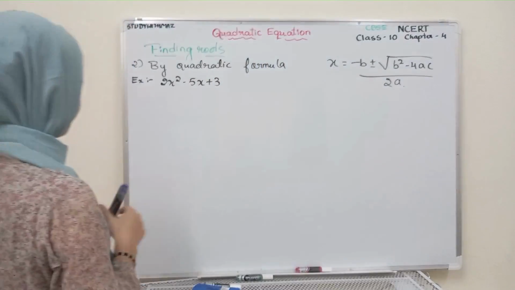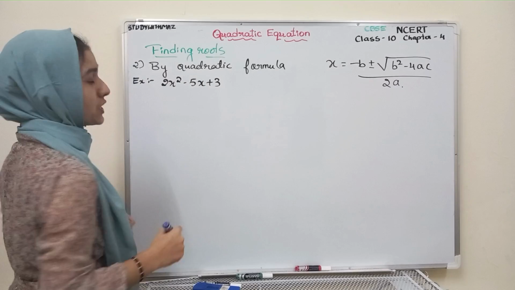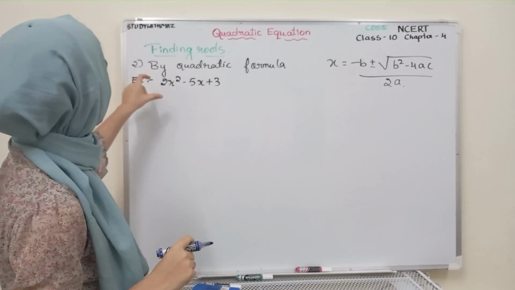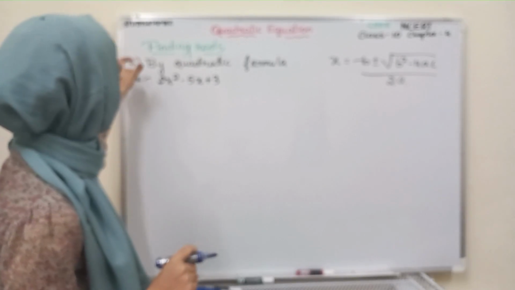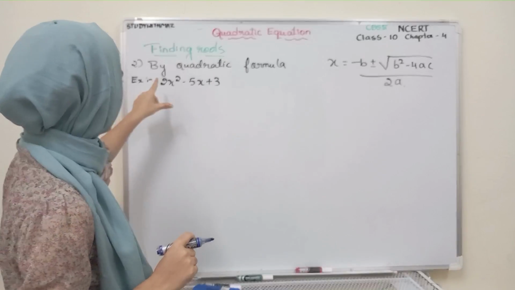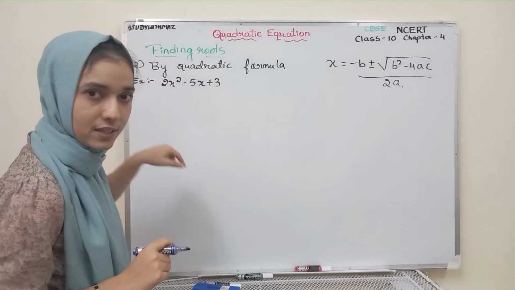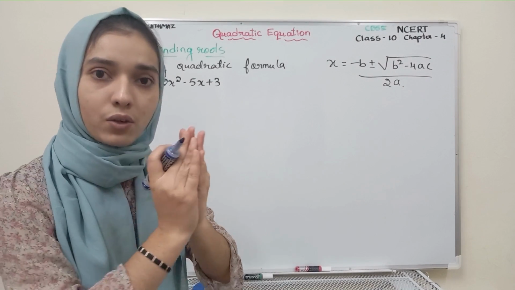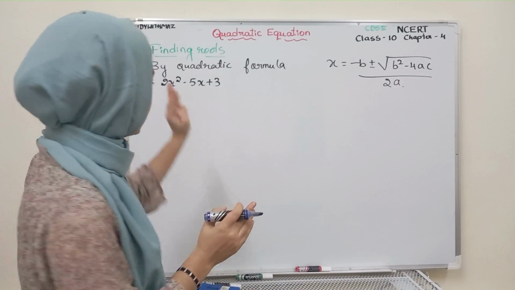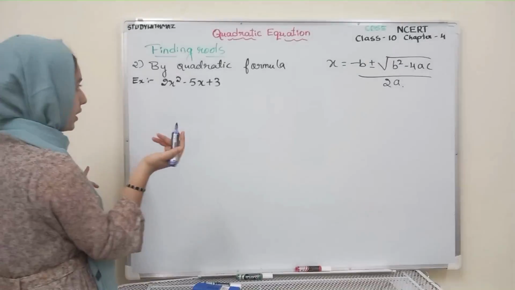Let us see. 2x square minus 5x plus 3. This is the same example I have taken. In the first method, prime factorization also, I have taken the same example. Again I am taking the same example so that you can easily tally your values of x or the roots of the quadratic equation. This example is given in your textbook already.